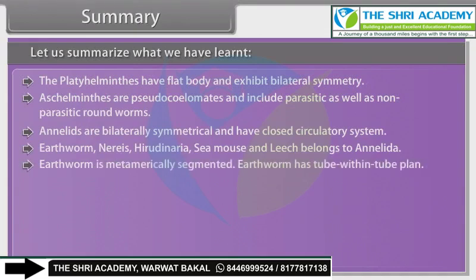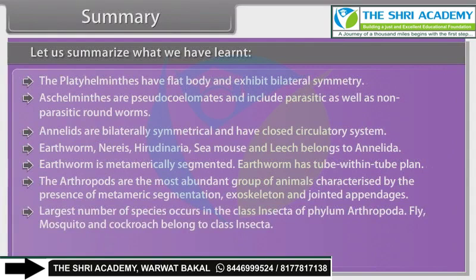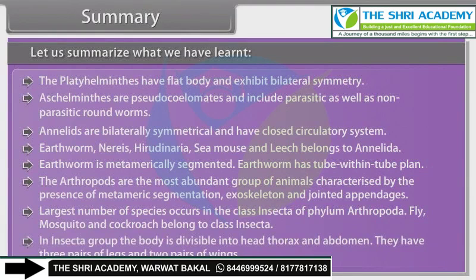Earthworm is metamerically segmented. Earthworm has tube within tube plan. The arthropods are the most abundant group of animals, characterized by the presence of metameric segmentation, exoskeleton and jointed appendages. Largest number of species occurs in the class Insecta of phylum Arthropoda. Fly, mosquito and cockroach belong to class Insecta. In Insecta, the body is divisible into head, thorax and abdomen. They have 3 pairs of legs and 2 pairs of wings.